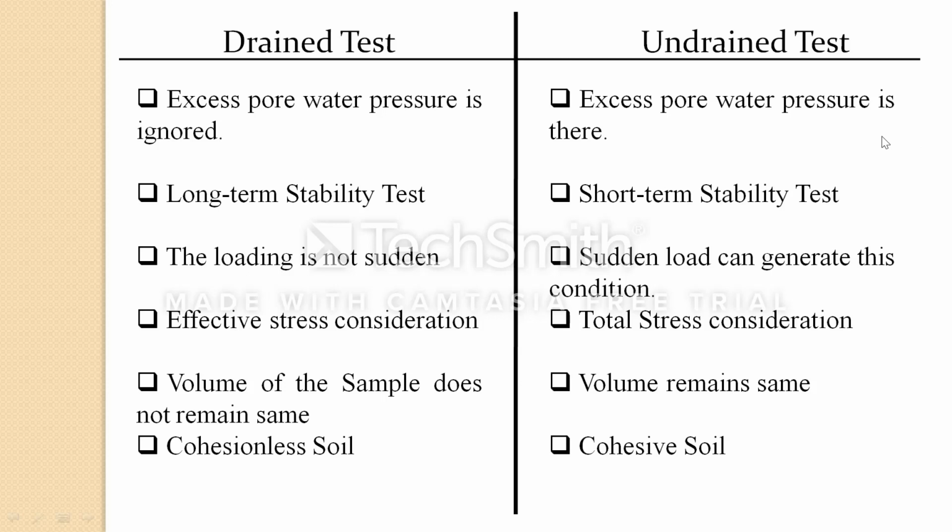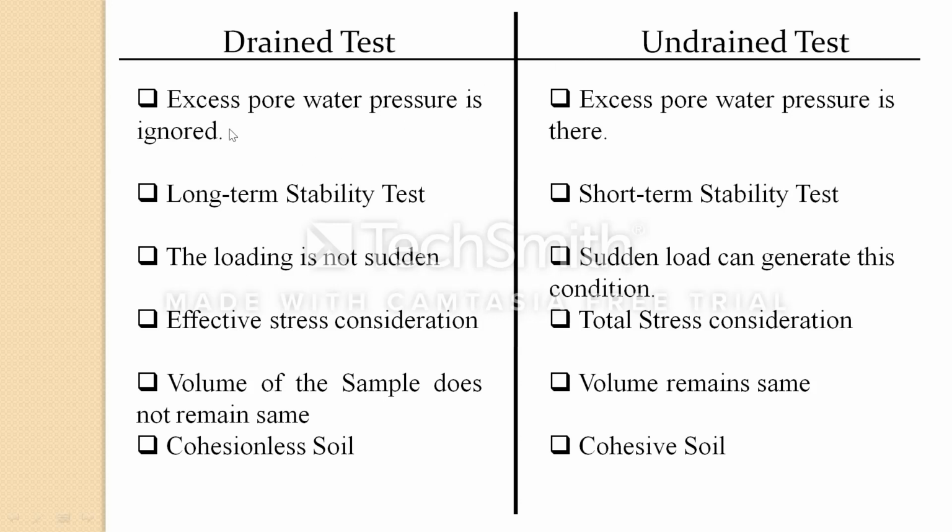Now what will happen in the drained test? In a drained test, we allow the water to drain out. So if the water is allowed to drain, what will happen to the load taken by the water molecules? The water will transfer the load to the soil solid particles, which is known as the effective stress. So for the drained test, as time proceeds and as we allow the drainage, the excess water pressure is going to be ignored.